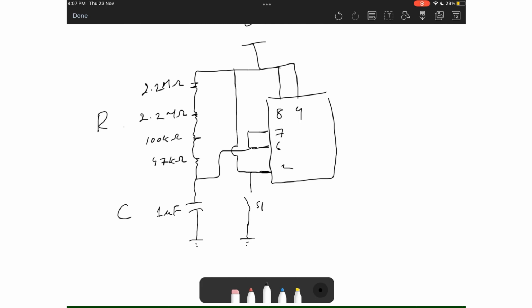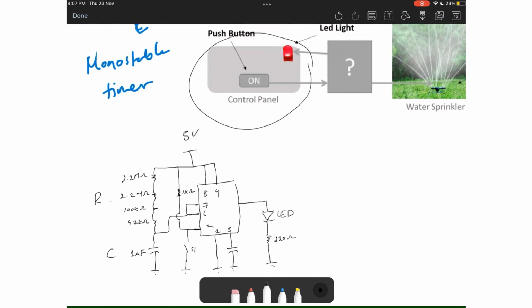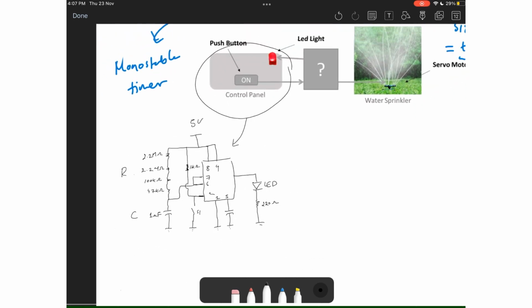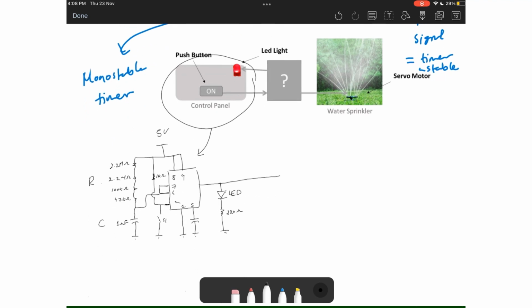And finally, I'll connect my LED light with the resistor in series for protection. And then I will connect this output of the timer, which is pin 3, to the VCC of the second 555 timer. So it's like I'm saying, only when this switch is pressed, we will supply voltage for 5 seconds to this astable timer so that the servo motor works.